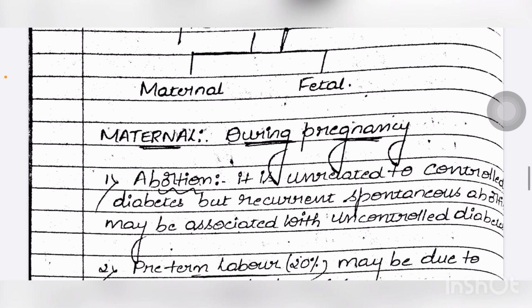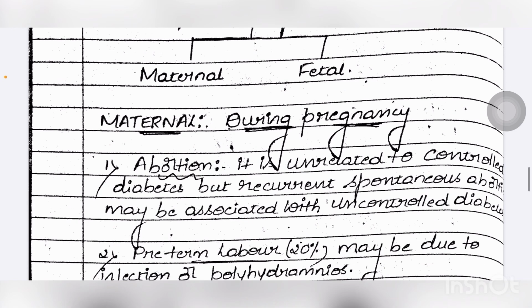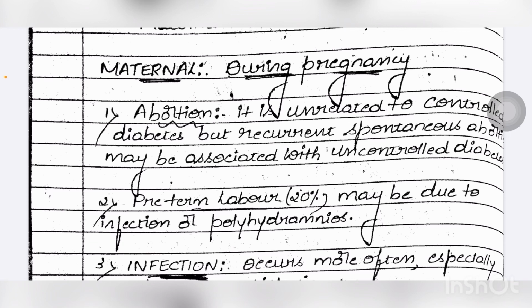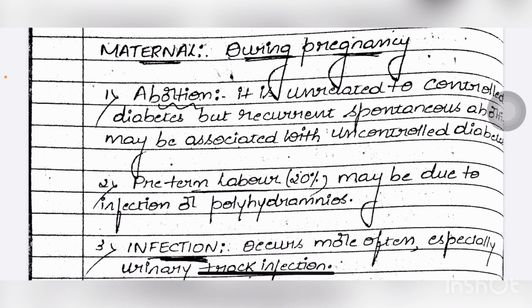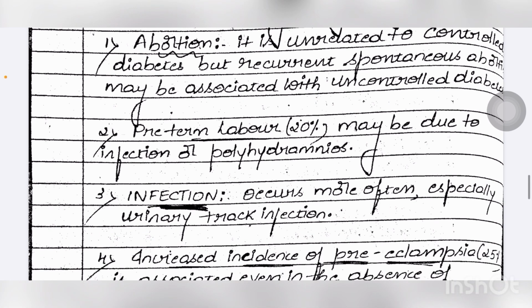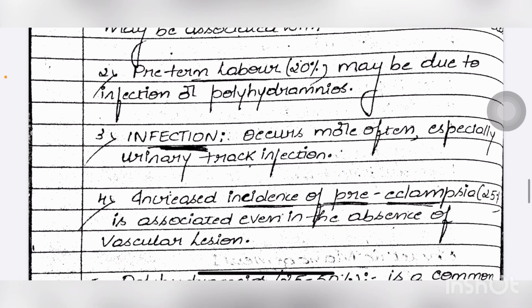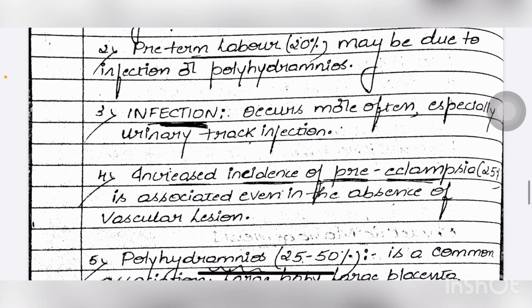Maternal, during pregnancy: abortion, first one. It is unrelated to controlled diabetes, but recurrent spontaneous abortion may be associated with uncontrolled diabetes. Second is preterm labor. Almost 20% may be due to infection or polyhydramnios. Third is infection, which occurs more often, especially urinary tract infections. Then there is increased incidence of preeclampsia, almost in 25%. It is associated even in the absence of vascular lesion.